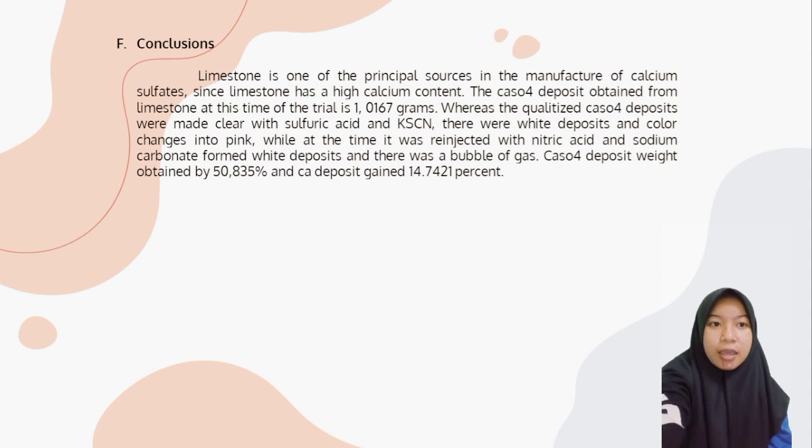F. Conclusion. Limestone is one of the principal sources in the manufacture of calcium sulfate. Since limestone has a high calcium content, the calcium sulfate deposit obtained from limestone at this time of the trial is 1.0167 grams, where the qualitative calcium sulfate deposit was dissolved with sulfuric acid and potassium thiocyanate. There was a white deposit and color change into pink, while when it was reacted with nitric acid and sodium carbonate it formed a white deposit and there was a bubble of gas.